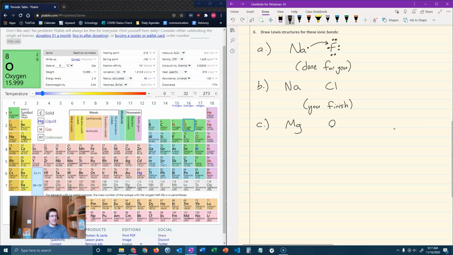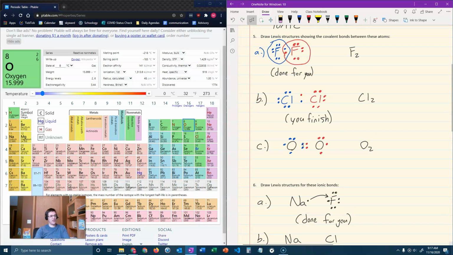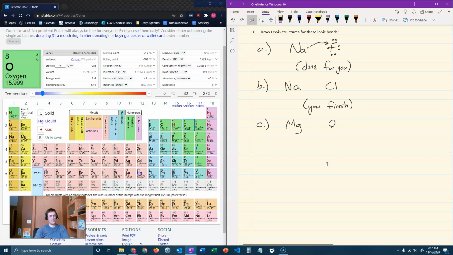Now these ones are ionic bonds, and you can see the drawing is a little bit different. Up above, we had this sharing going on in the middle. That's covalent, but ionic isn't sharing. It's donating and accepting. So here's an example of sodium. Sodium is in group 1, so I drew it with 1 dot. Fluorine is in group 17, so I drew it with 7 dots.